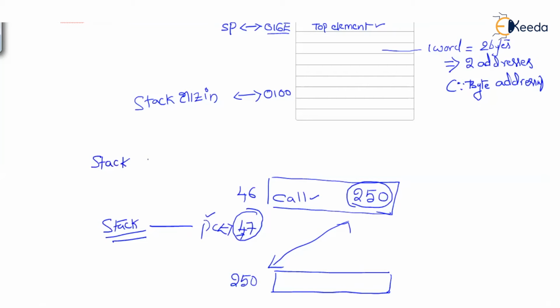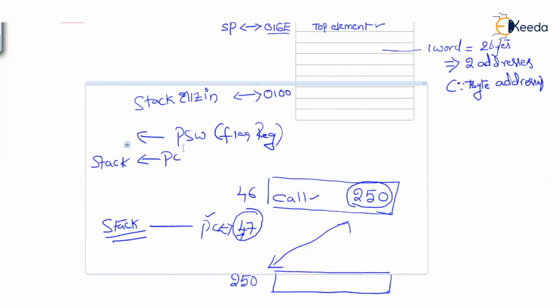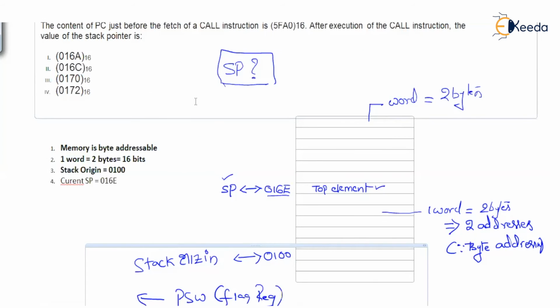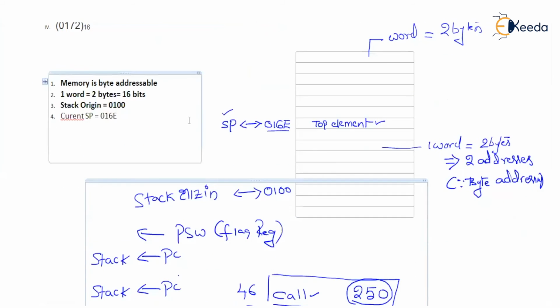The stack will be loaded with the program counter first, then the PSW, which is also called the flag register of a system. Whenever a call instruction executes, that is, whenever a routine calls a subroutine, its fundamental business is to store the current value of the PC into the stack.